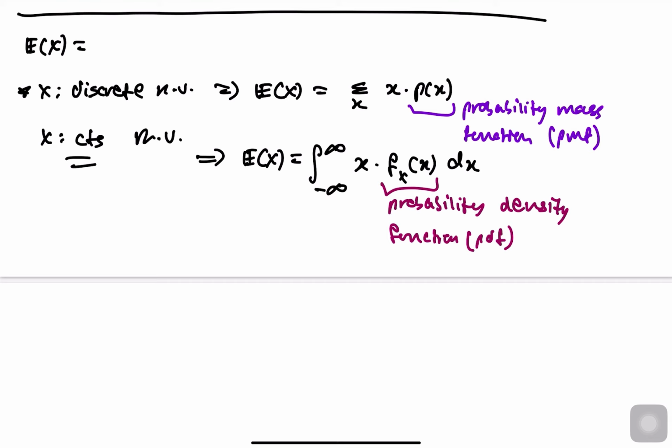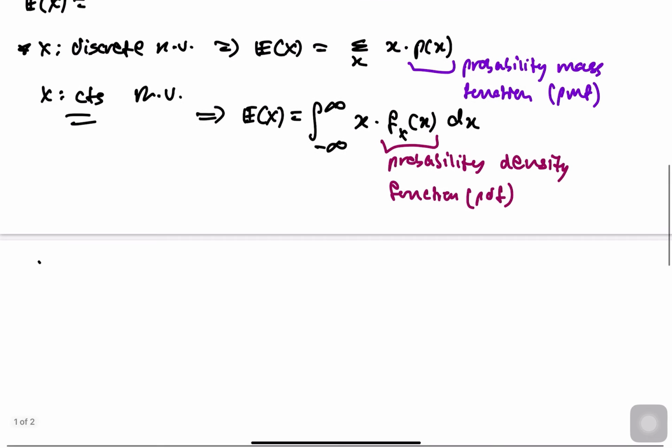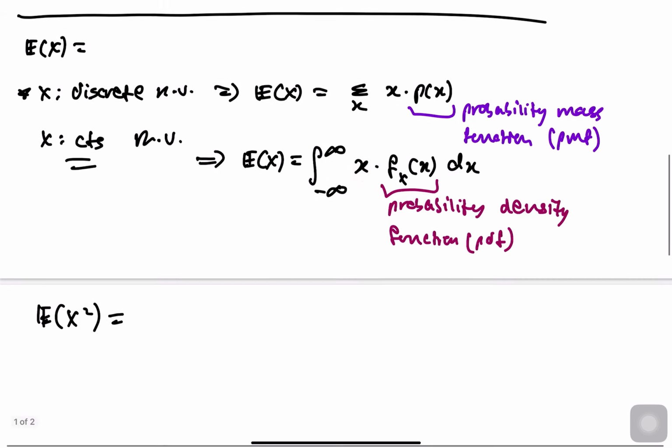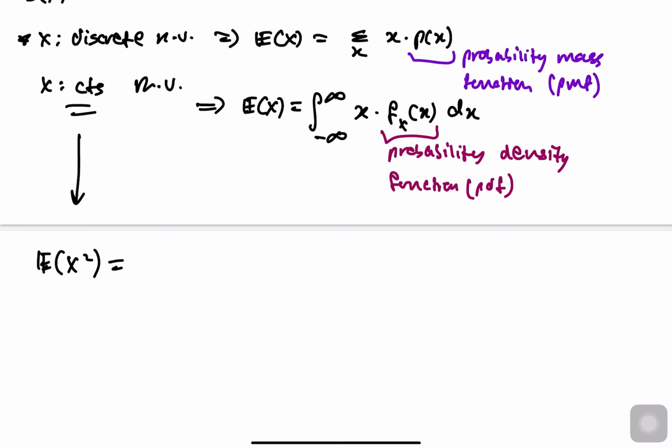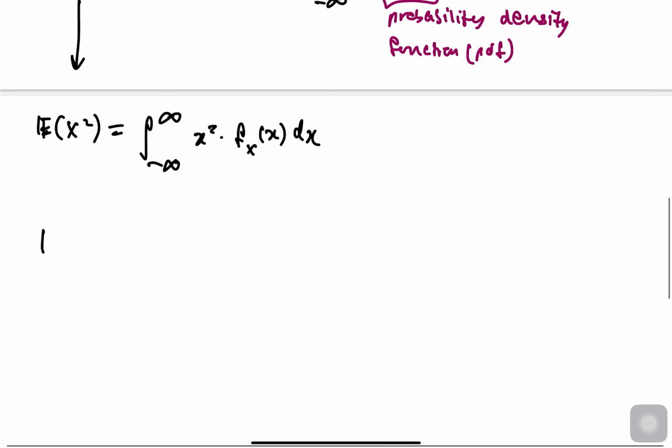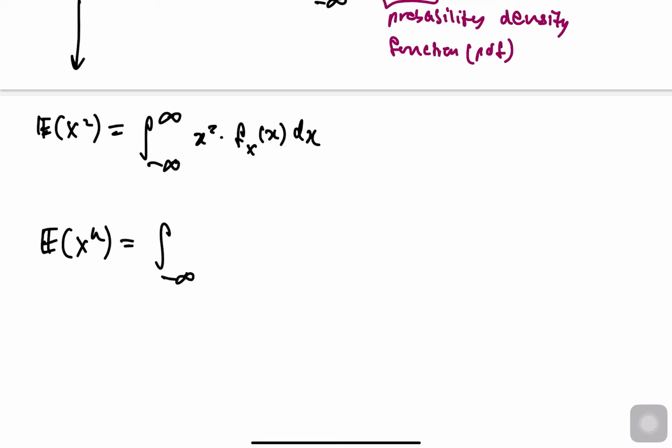If I want to find the expectation of x squared, I just replace x here with x squared. So it'll be, assuming that x is a continuous random variable, the integral from negative infinity to infinity of x squared times f_X of x dx. So in general, the expectation of x to the k will equal the integral from negative infinity to infinity of x to the k times f_X of x dx.